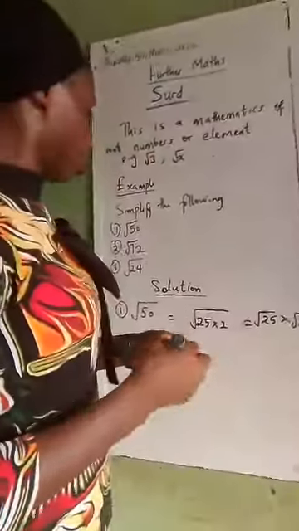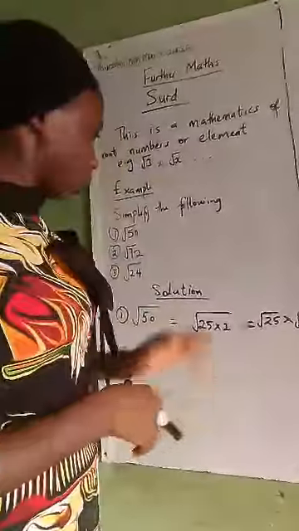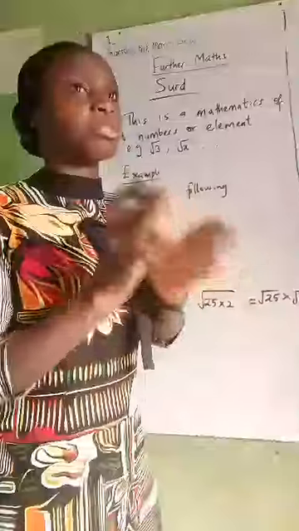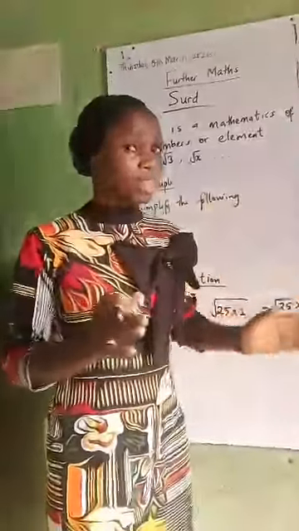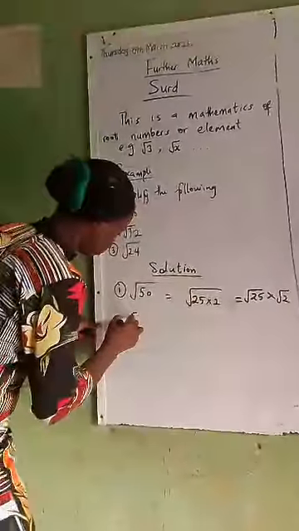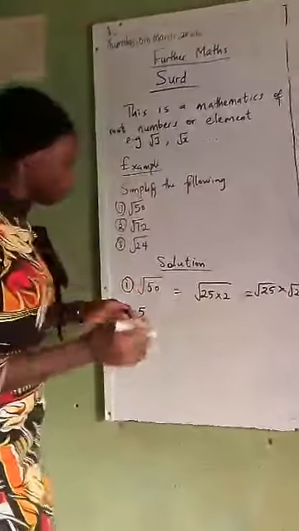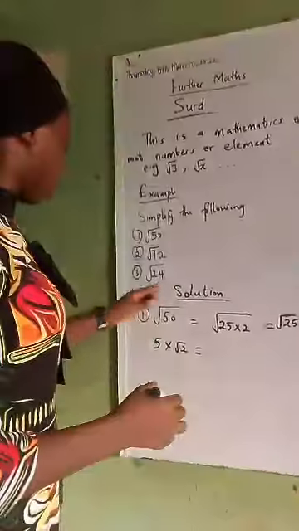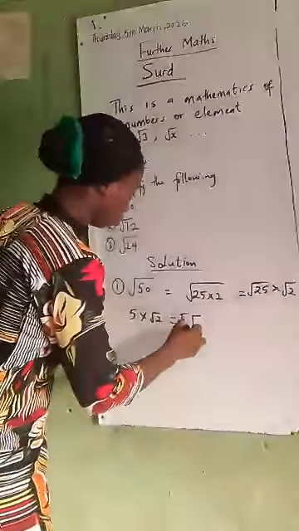So root 25 times root 2. Now this root 25 is a perfect square. What do I do? 5 times 5 we could multiply together to get 25. Therefore, root 25 will give me 5. You can punch your calculator for confirmation. 5 times root 2. Therefore, if I multiply 5 by root 2, I'm going to get 5 root 2.